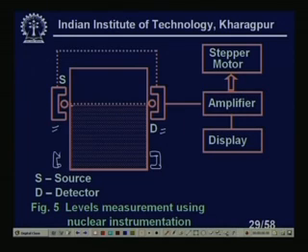Now, whenever it reaches the top surface, what will happen? There is a difference in the receiving signal. So at that time you can immediately stop it and see what the level is. That will tell you the level of the system, right.